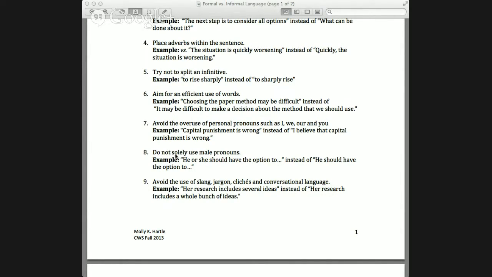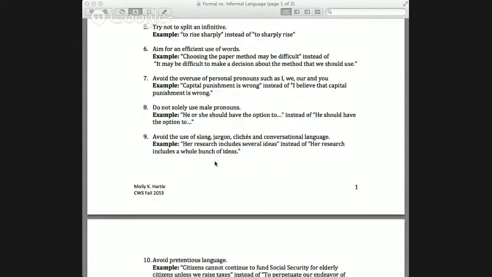Number 8, do not use solely male pronouns. Once upon a time, way back, it was the proper grammatical convention to always assume a male actor, to say he should have the option to. So you see this in, like, when one goes to the store, he should buy artichokes. Some years ago, that really switched, and it's no longer appropriate to assume that the actor, the person doing something in a sentence, is always male, gendered male.